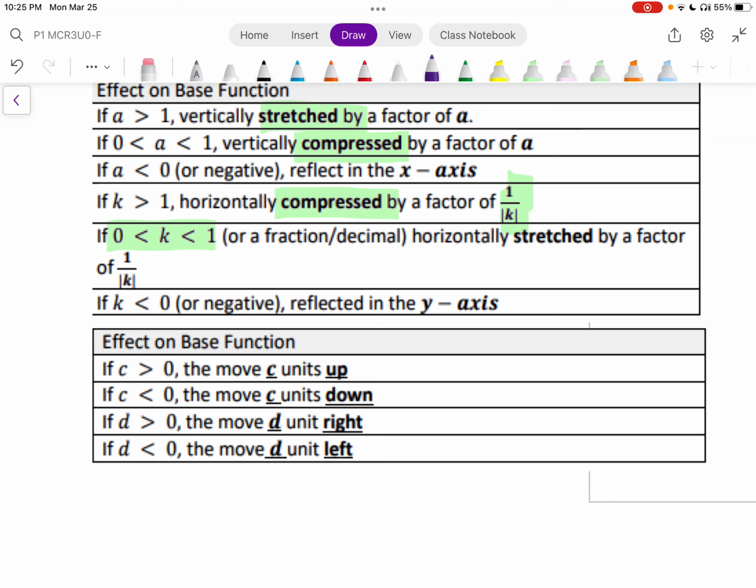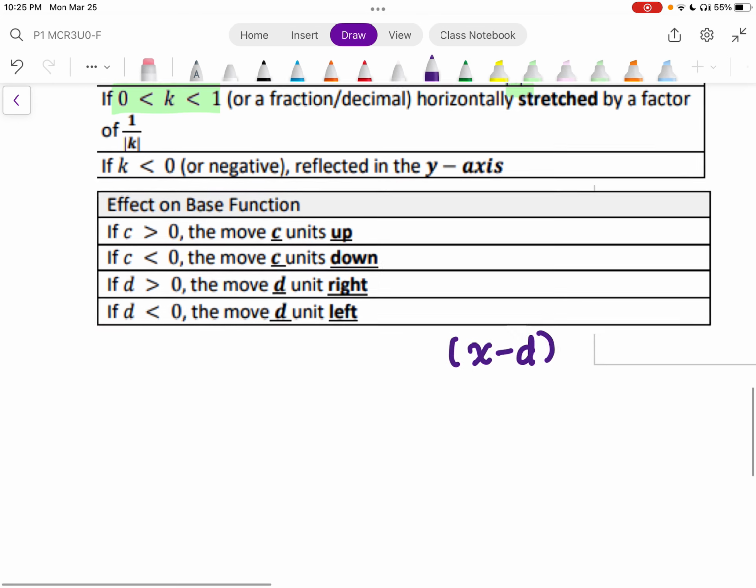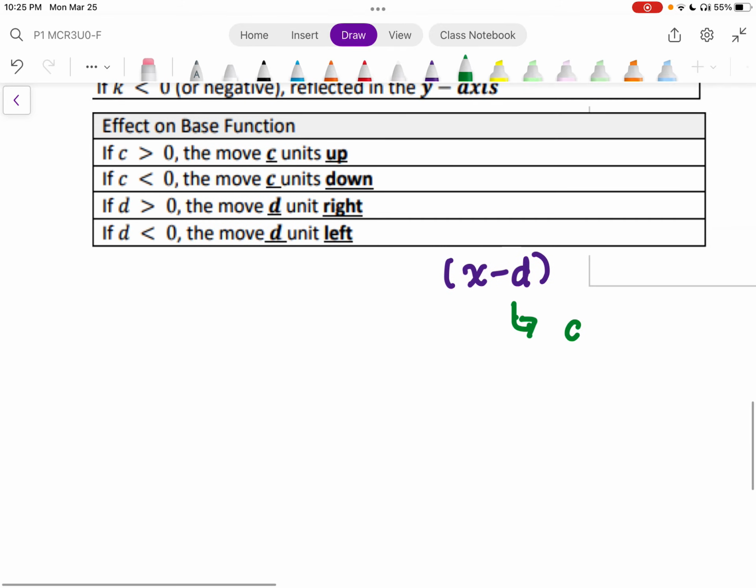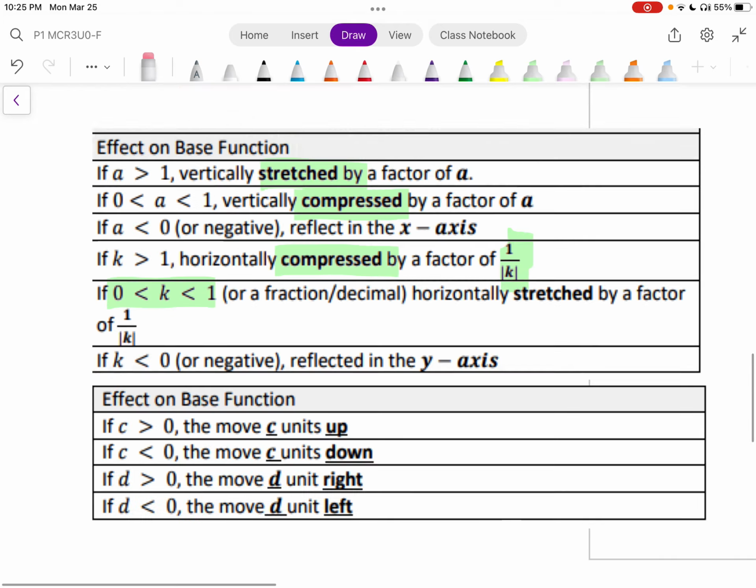Just a reminder that when it's inside the function, it's x minus d. So when we pull this out, we need to make sure that we are changing the sign for d to positive if it's a negative, or if it's a positive in there to a negative on the outside. So just remember to change the sign of the d value.